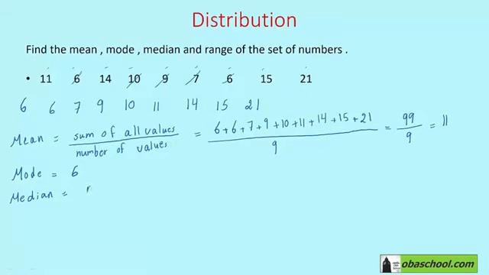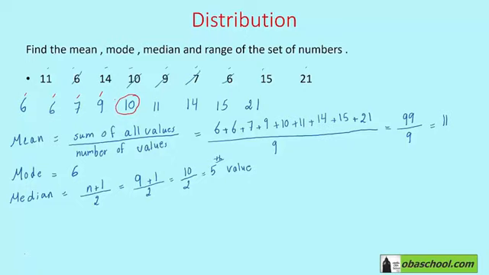Now for the median, the position is the number of values plus 1, divided by 2. So you have 9 values plus 1 divided by 2. So it's going to be 10 divided by 2, which is 5. So the fifth value of our arranged set of numbers is the median. And in this case, it is the number 10.